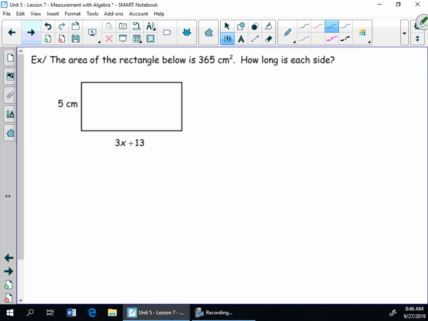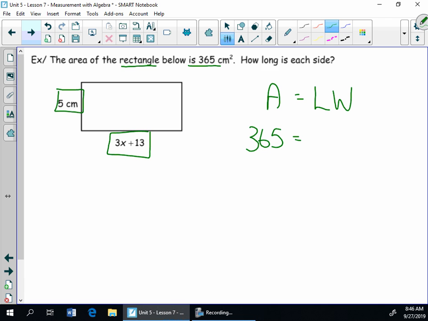The area of the rectangle below is 365. How long is each side? So I know it's a rectangle and I know the area. So let's take our formula for a rectangle and fill in what we know. We know it's 365. All right, our length and our width. Well, if I look at my diagram, I've got these two things and they have to be multiplied together. How do I do that? Well, I put 5 times (3x plus 13). That's how I multiply things together, right? I put them in brackets and I times them.